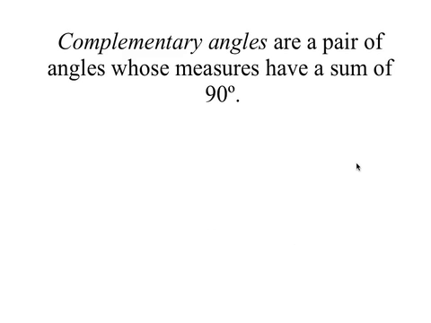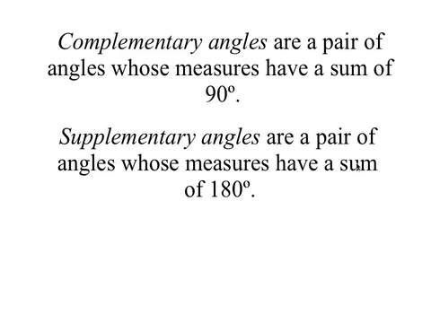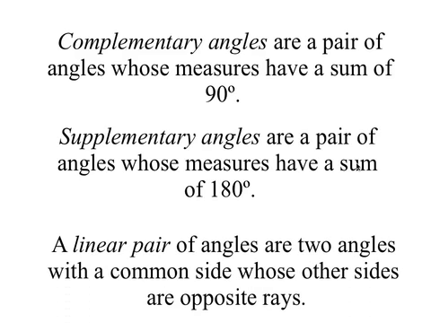In this lesson, we looked at complementary angles, and that's a pair of angles whose measures have a sum of 90 degrees. We also looked at supplementary angles, a pair of angles whose measures have a sum of 180 degrees, and linear pairs of angles, two angles with a common side whose other sides are opposite rays.